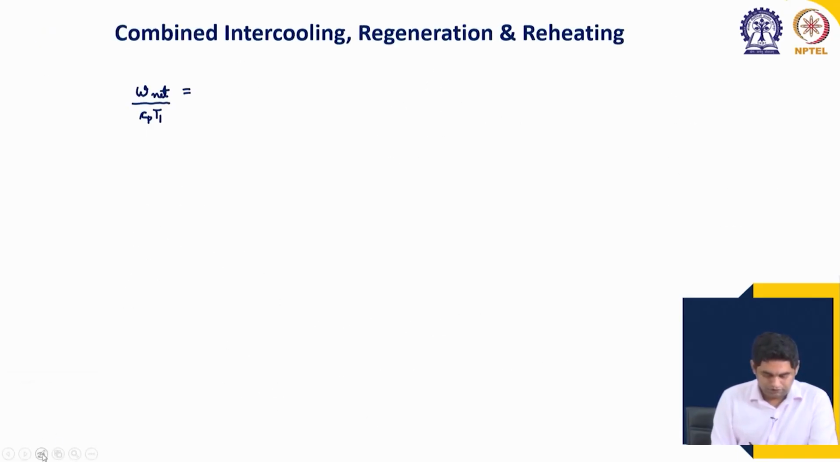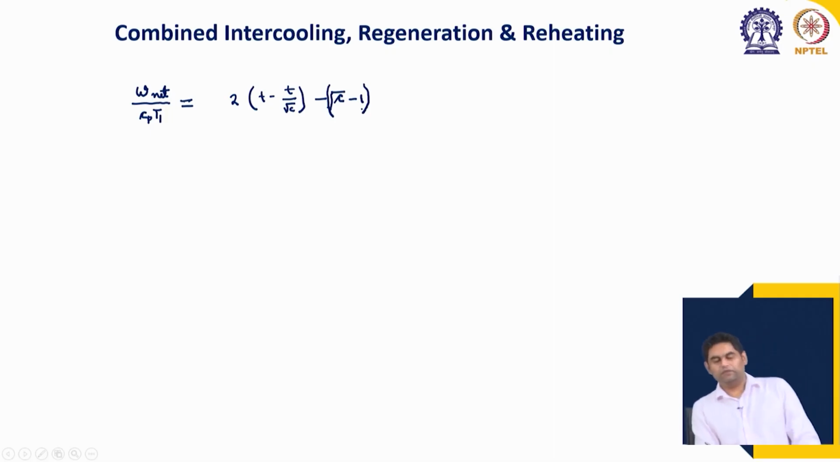Let us come back to this. So, we had found that this is equal to 2 into bracket T minus T by root C minus root C minus 1 within brackets. Okay. So, the same will be the case for this combination of all the three phenomena.